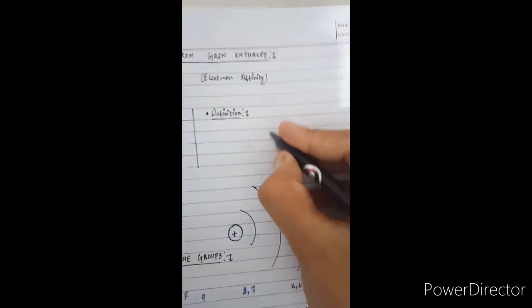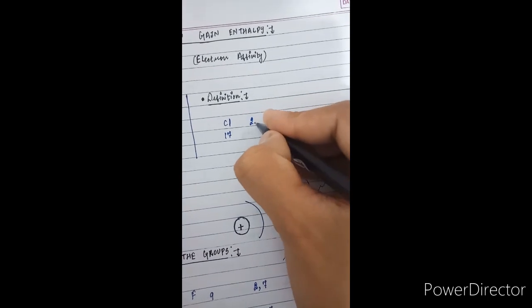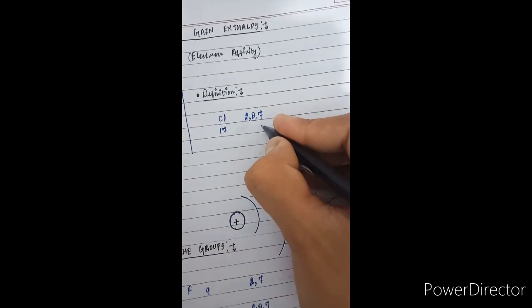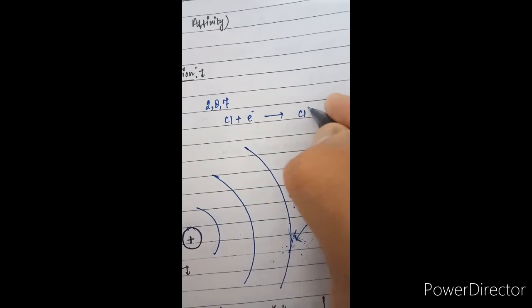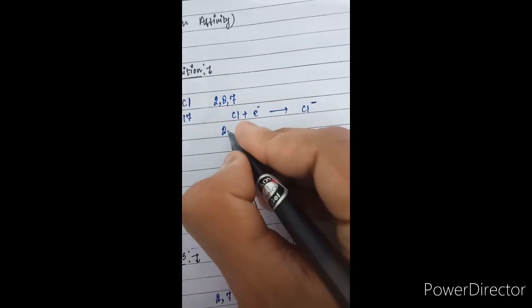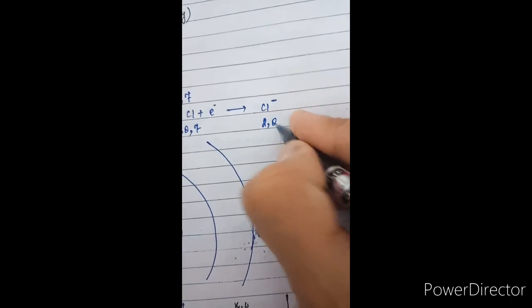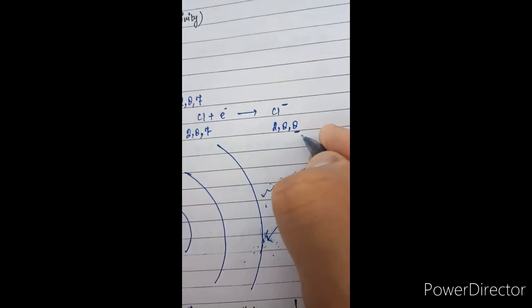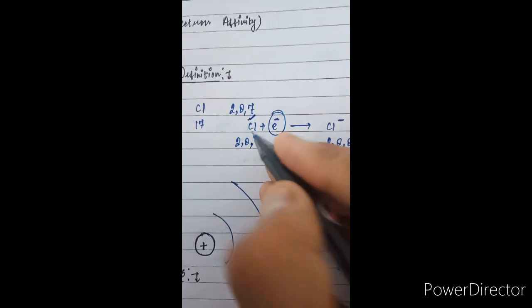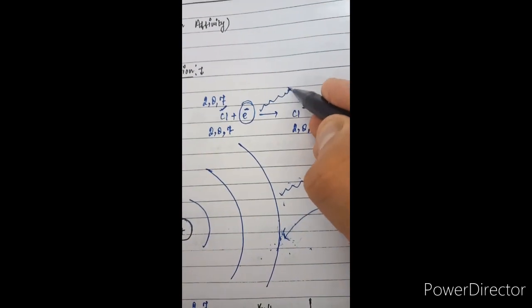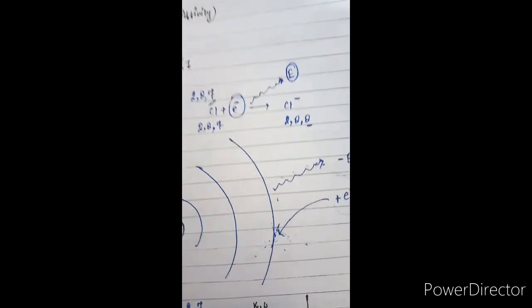For example, if we take chlorine, the atomic number is 17, so the configuration is 2,8,7. If the chlorine atom accepts one electron, it will change into Cl minus. Initially the configuration was 2,8,7 and now the configuration is 2,8,8. So now the octet is completed, and after gaining one electron, this neutral chlorine atom will release energy in the form of heat, and this energy will be equal to the electron gain enthalpy.